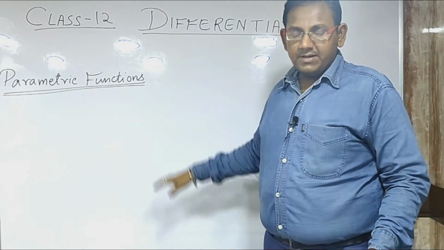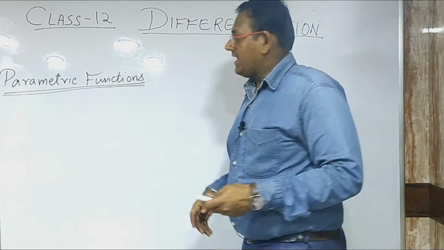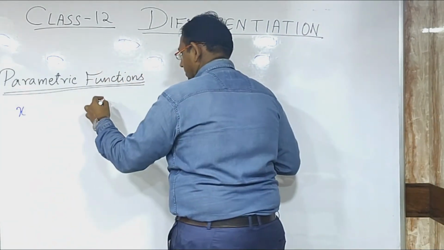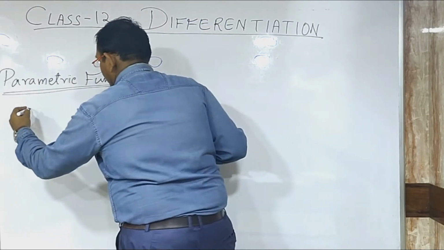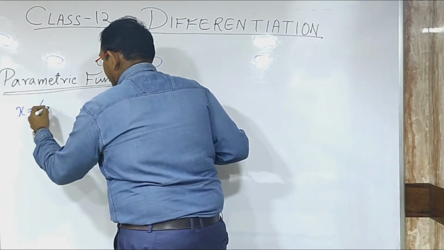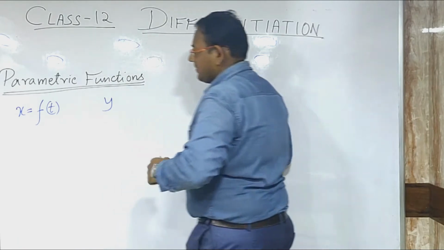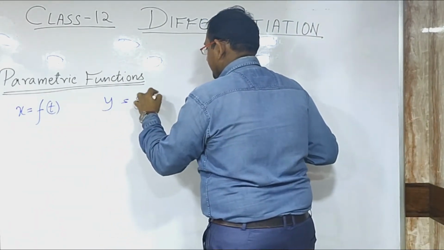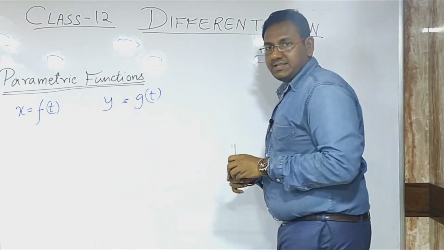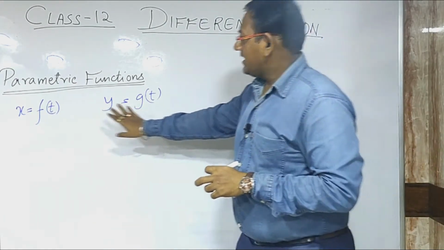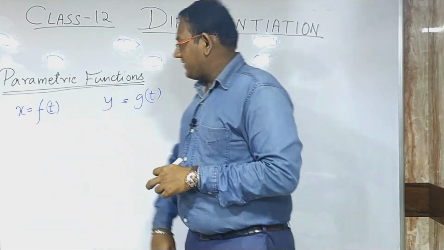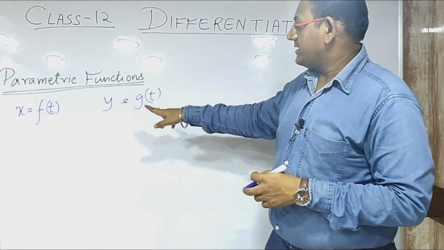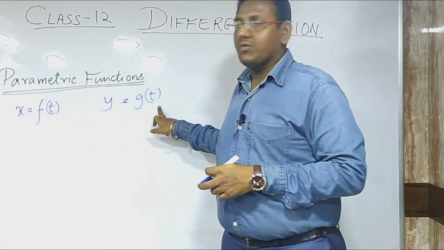In the case of a parametric function, the variable x and the variable y are each dependent on functions of a variable, suppose t. So we are saying that x is a function of t, y is a function of t, and the common part in these two functions is the variable t.